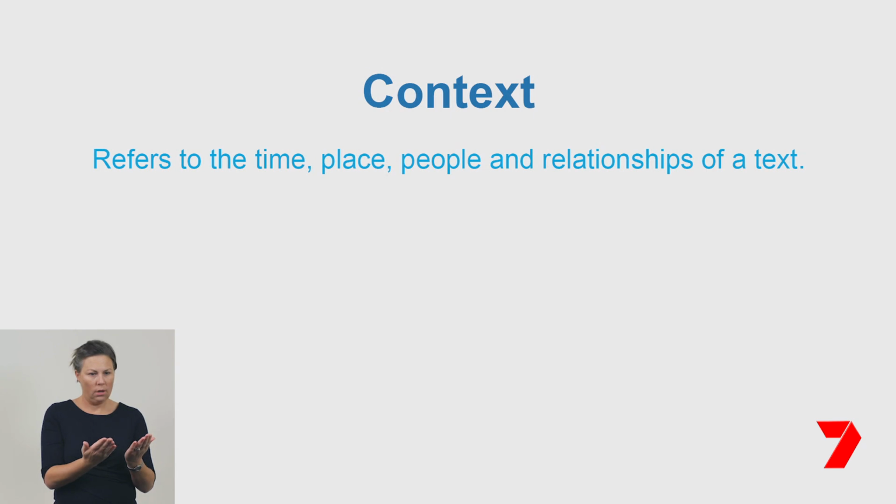But first, what do you already know about context? When we talk about context, we mean an environment in which a text is responded to or created. Context refers to the time, place, people, and relationships of a text. Authors use language choices to establish the social, historical, and cultural context of what we read. Do you know what the difference is between these different types of contexts?